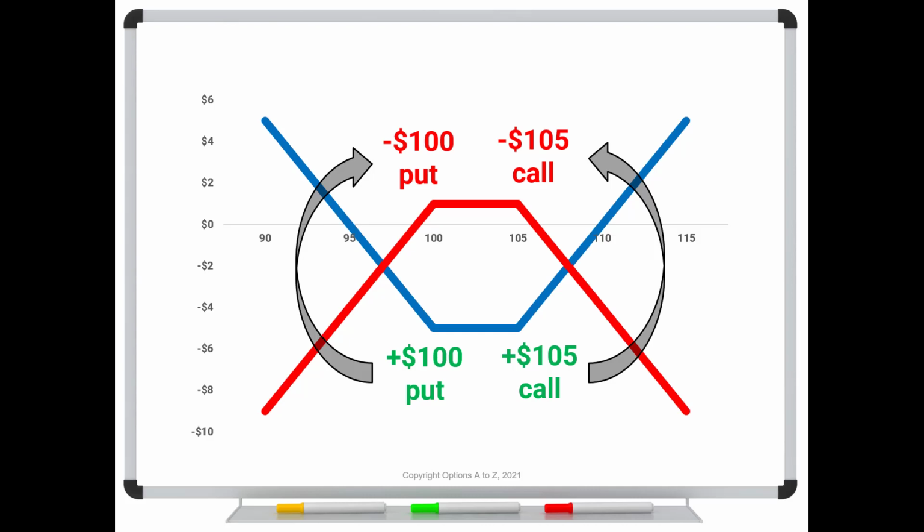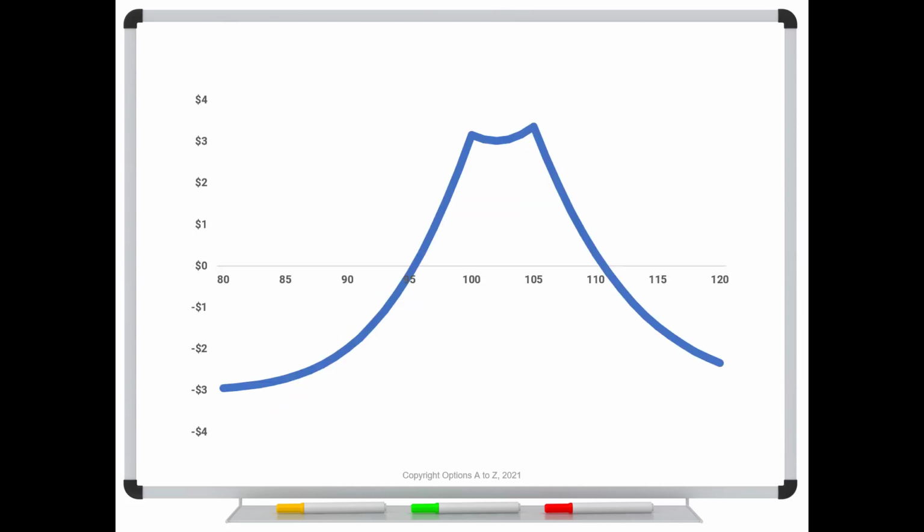We have a double calendar. So if we put these two strategies on, we bought the 100-105 strangle and we sold a shorter dated 100-105 strangle, this is what we would get. Now, when you have a double calendar, you're going to get two different bends like this.